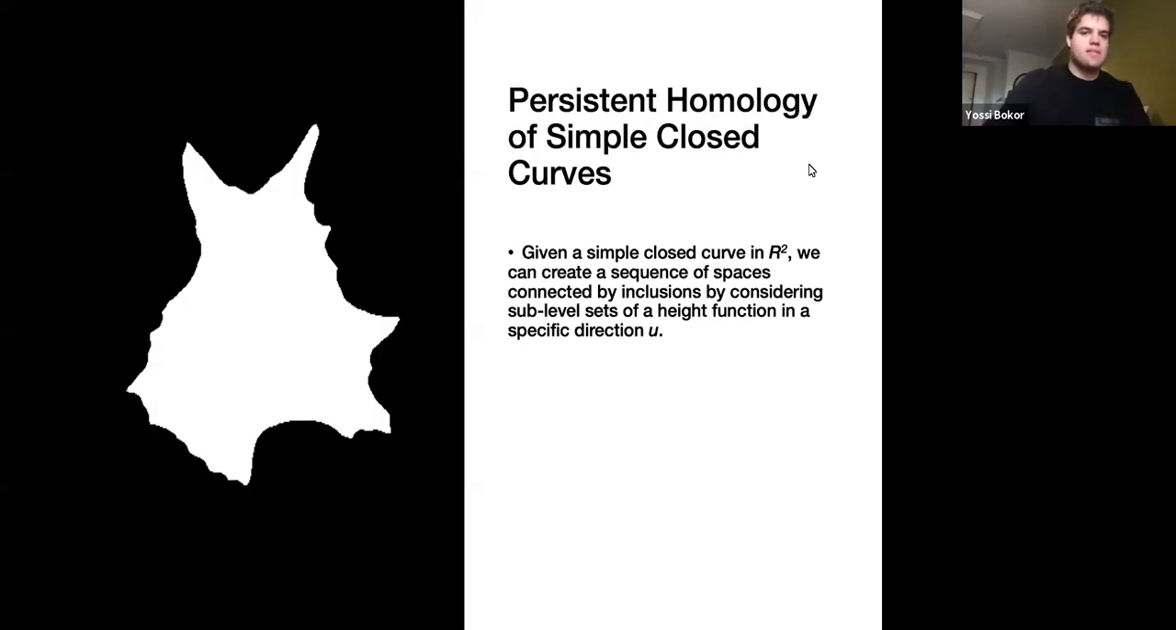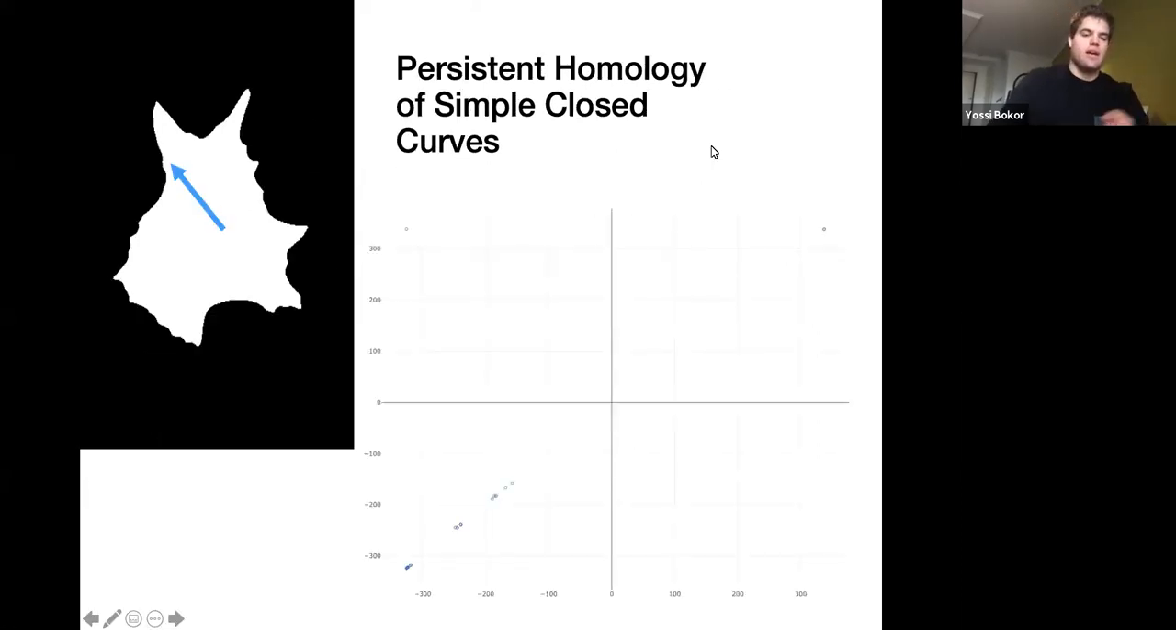All right, now here is something that is much more hands-on, and I will hopefully demonstrate in person. So, persistent homology of simple closed curves. This you can do for nice closed spaces in R^n, but for diagrammatic reasons, and because I do not want to break my brain, we're going to stick to simple closed curves in R^2. So given some curve C in R^2, simple and closed, we can create a sequence of spaces connected by inclusions by considering a sublevel set of a height function in a specific direction U. Right? Seems reasonable. We've picked some direction here and then gone up and across.